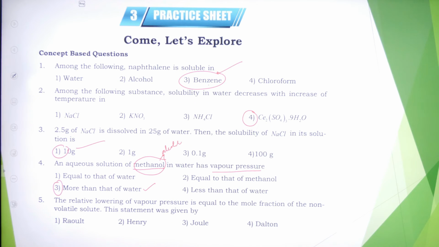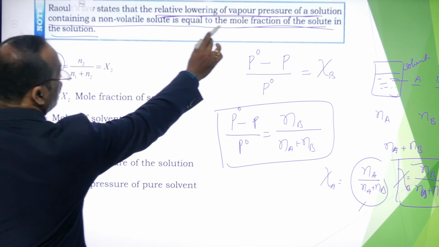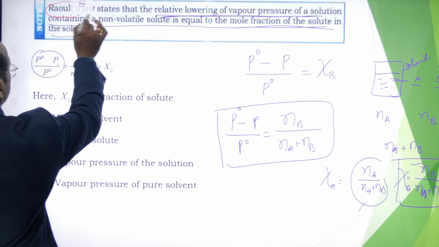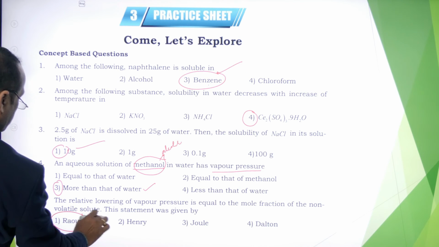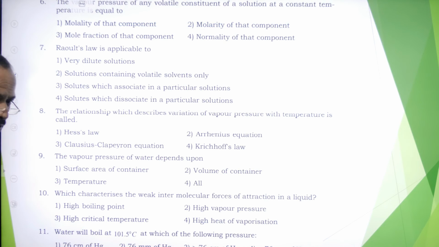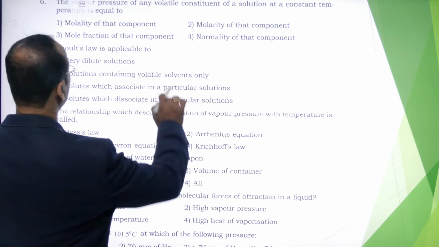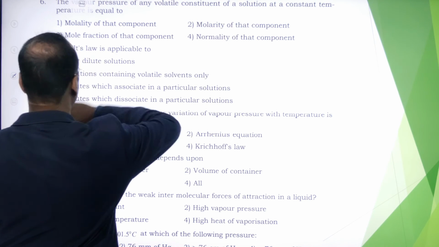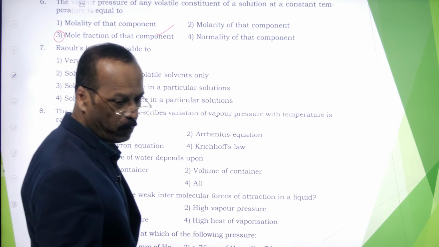Now the next question: the relative lowering of vapor pressure is equal to the mole fraction of solute. Just how I told you. Relative lowering of vapor pressure, which law is this? Raoult's law is the right answer. Now the next question: the vapor pressure of any volatile component in a solution at a constant temperature is equal to the vapor pressure of the pure volatile component times the mole fraction of that component. Just now we discussed this also.